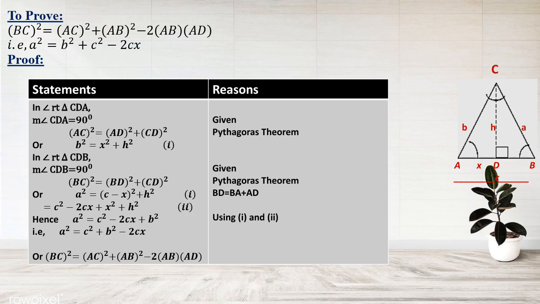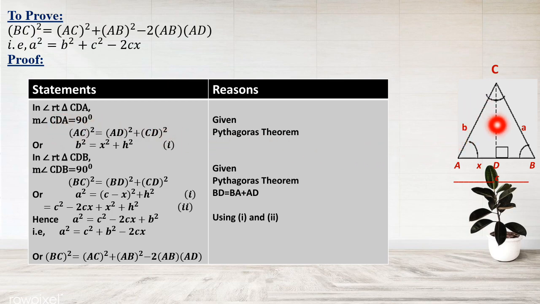Let's start its proof. Its proof is totally similar to the proof of the obtuse angle triangle. The only difference between all the steps is that in that theorem we used the positive sign, the plus sign, and here we are going to use the negative sign. Okay students, let's start its proof.